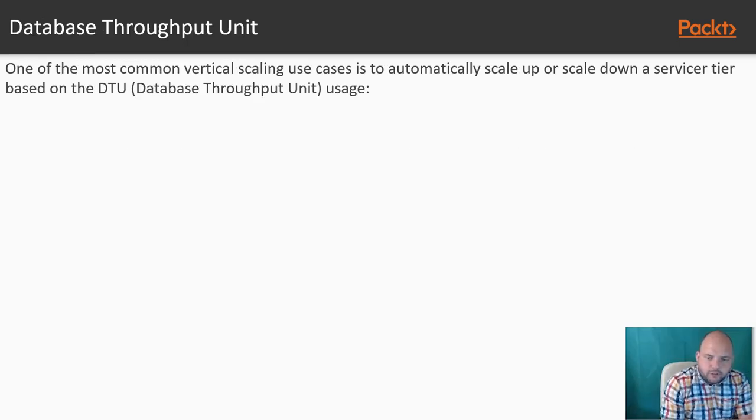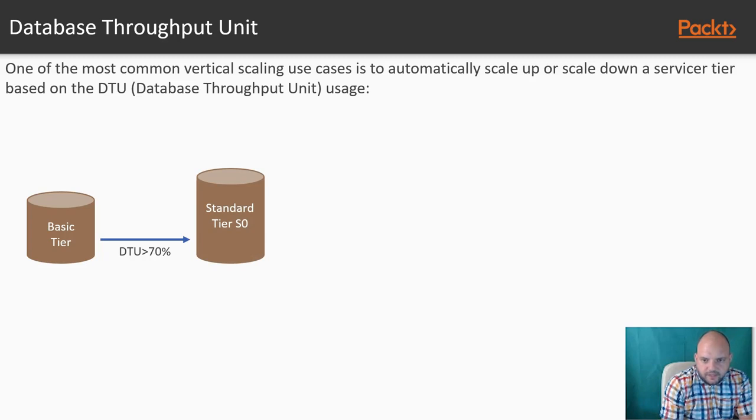One of the most common vertical scaling use cases is automatically scaling up or down a service tier based on DTU or database throughput usage. For example, you can put a script in place that can automatically scale to a higher database service tier if the DTU usage increases past a given threshold. So you'd switch to, say, standard S0 if your DTU usage is greater than 70%, and scale to a lower service tier if the DTU usage is lower than a specified threshold. So you could switch back to basic if it's less than 30%.